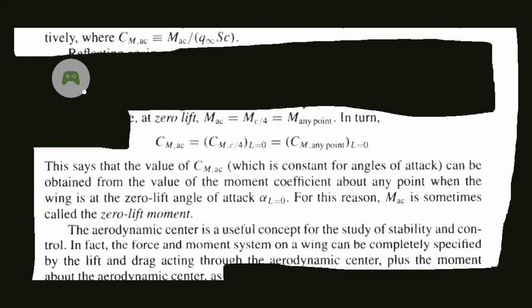Okay, so here it is shown that when the wing is at 0 lift angle of attack, which is a negative angle of attack at which the lift is 0, then the value of Cm, the coefficient of movement about any point, is the coefficient of movement about aerodynamic center, which does not change with the change in angle of attack. Here it is clearly shown that Cmac is constant with angle of attack.